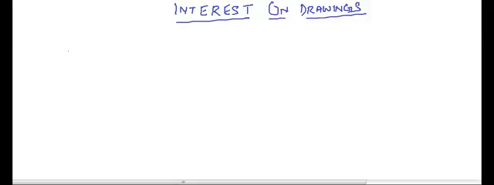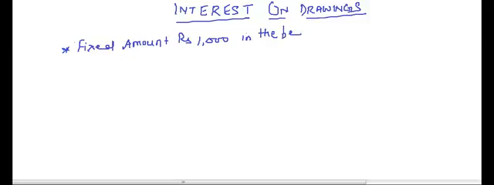Now I'm moving on. I'm taking the next case now. In those two cases, the withdrawing was only once in a year. Now I'm saying that a partner is withdrawing a fixed amount of say rupees 1000 in the beginning of every month. Now what it means is that there are multiple drawings in a year.